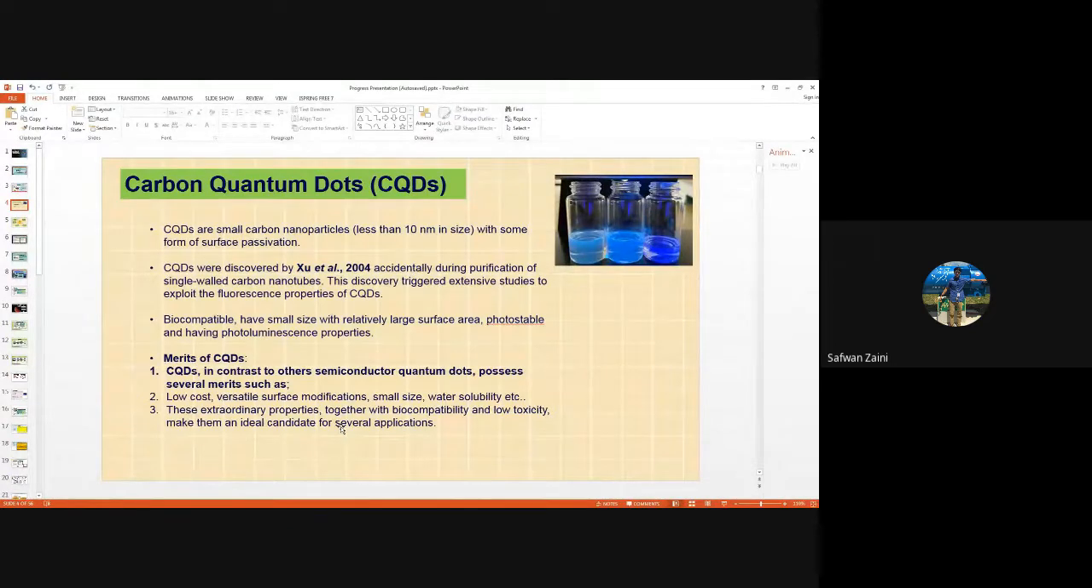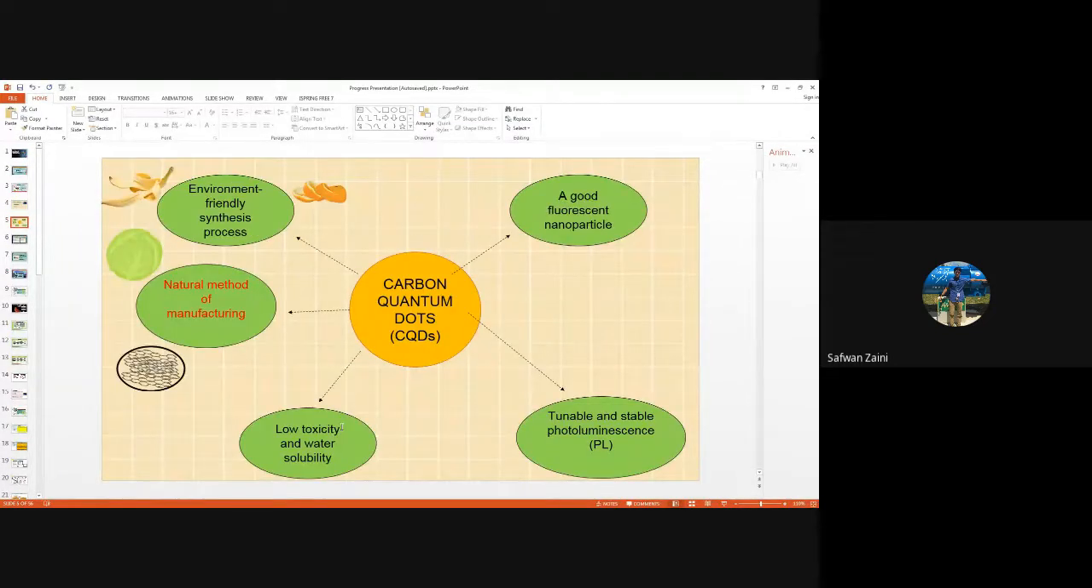And CQDs have many advantages or merits. First of all, they have a low cost, a really small size, and less toxicity compared to other materials. Another advantage is they are a good fluorescent nanoparticle, with tunable and stable photoluminescence, and they can be produced from natural sources. And it is actually environmentally friendly.